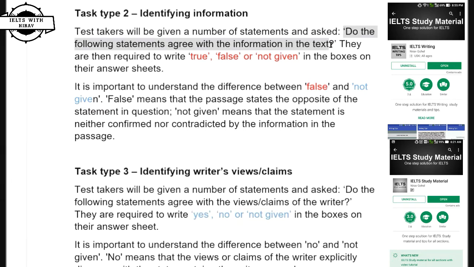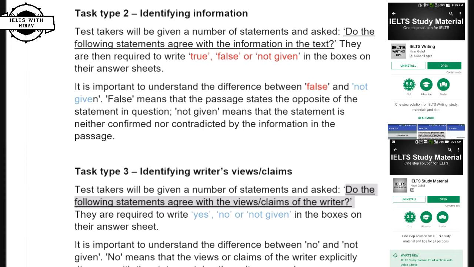Do the following statements agree with the information in the text? If your question is like that, it means true, false, not given. So you are just checking whether the information is in the paragraph or not. But here, read this line: Do the following statements agree with the view or claim of the writer?